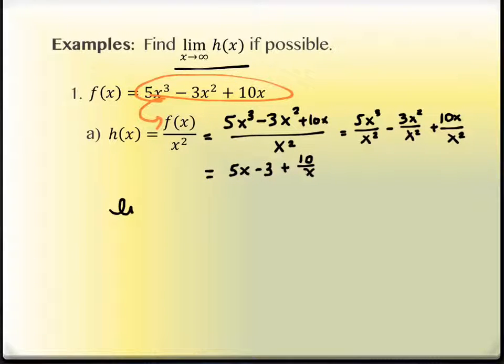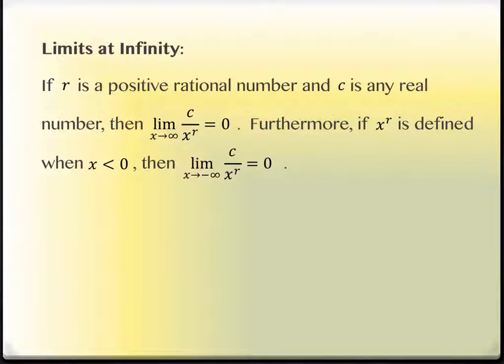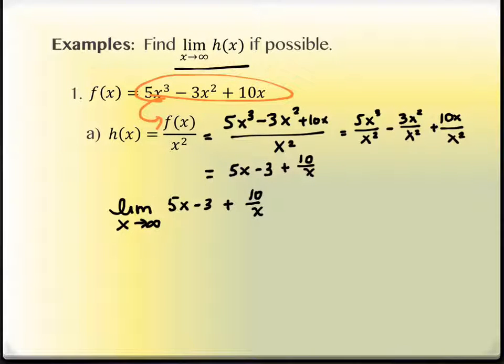So we want the limit as x approaches infinity of 5x minus 3 plus 10 over x. The 10 over x is where I want to start my focus. Coming back to the theorem, c is 10 and the r value is 1, so this fits the description of c over x to the r. What does that mean? Anytime you have something like this, it goes to 0. The limit of that is 0.